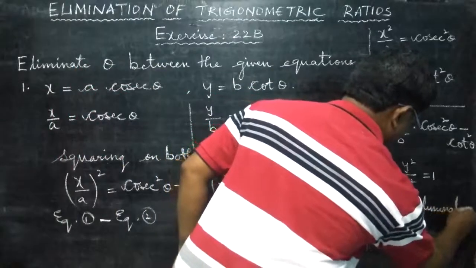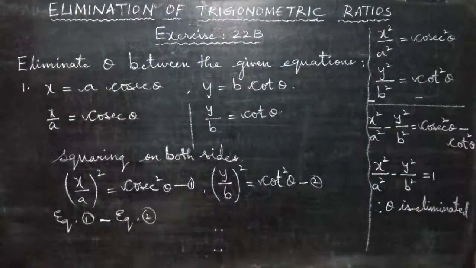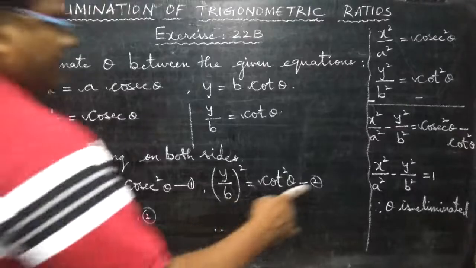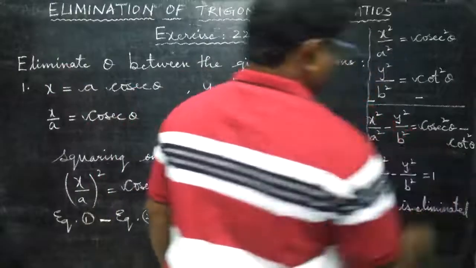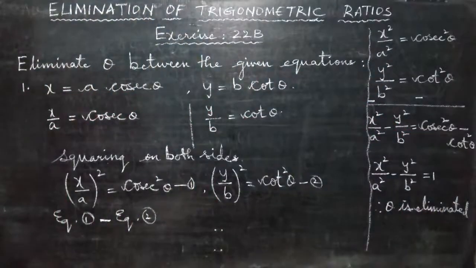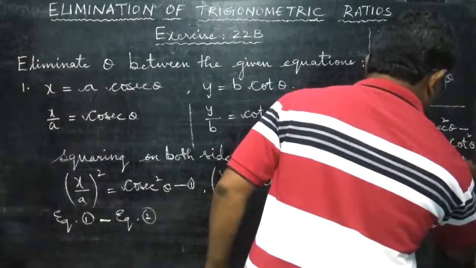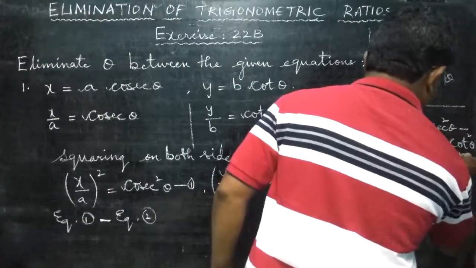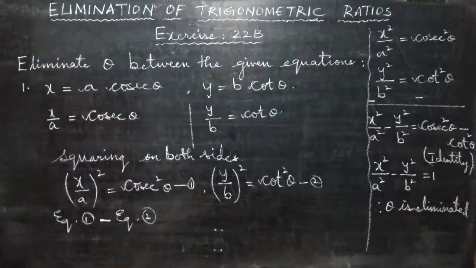Therefore, theta is eliminated. You have to write this word compulsorily: eliminated. Write that identity. Here you have to compulsorily write the identity we have used: cosecant square theta minus cot square theta is equal to 1. You have to write the word identity, because we are using that identity. That's why we wrote 1. Therefore theta is eliminated. Hence, as they told us to prove, we have done the elimination.